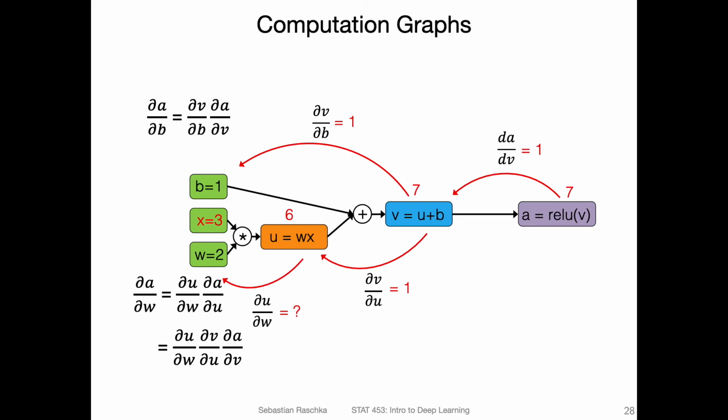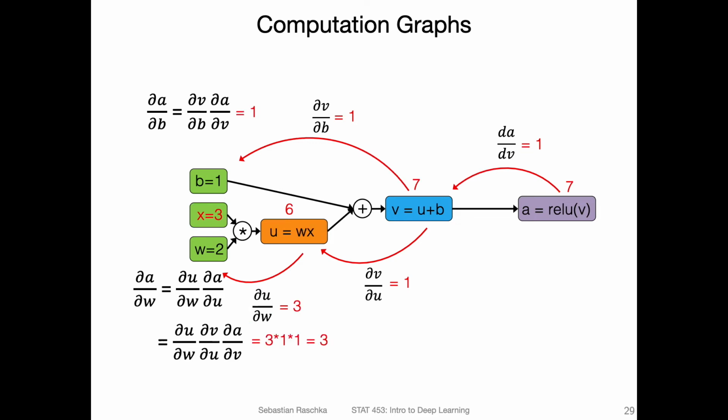All right, moving on. So we have a derivative here. So what do we have here? This is just Wx. If we compute the derivative of U with respect to W, then the derivative would be x, and what is x? X is 3, so here we should have a 3.